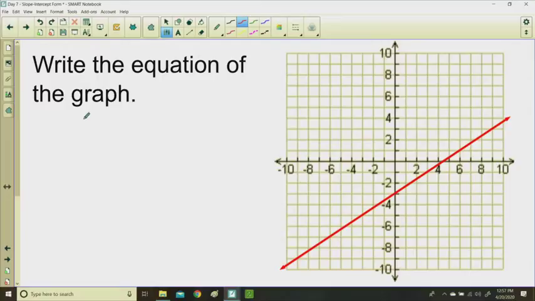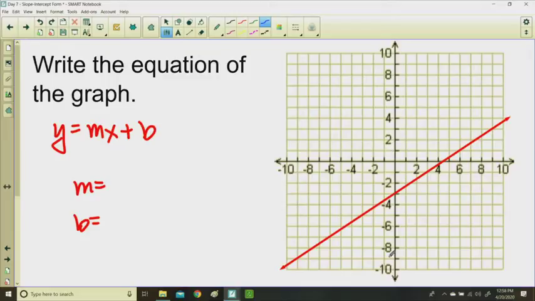Now we're going to go backwards. What is the equation of this graph? Again, hopefully you remember the slope-intercept form is y equals mx plus b. Now we're going to go opposite. We're going to actually find the slope and the y-intercept from the graph this time instead of from the equation. Shouldn't be too bad. So I always look for the y-intercept first because it's easier.